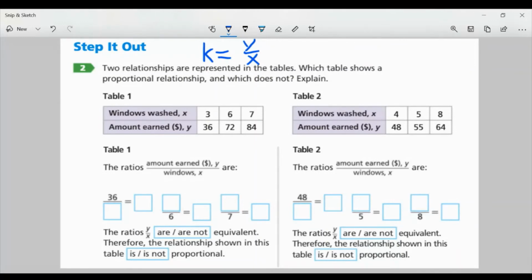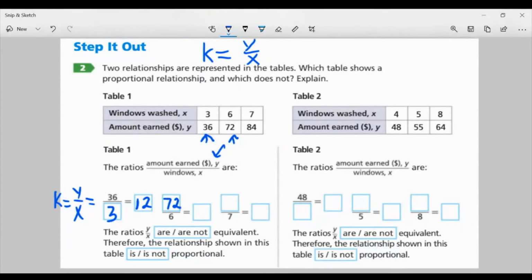So in table 1, remember, I want Y over X, right? So K equals Y over X, which equals, the first one would be 36/3, right? Well, what's 36 divided by 3? That would be 12. Okay, now I want to use the second one to see if it's the same.